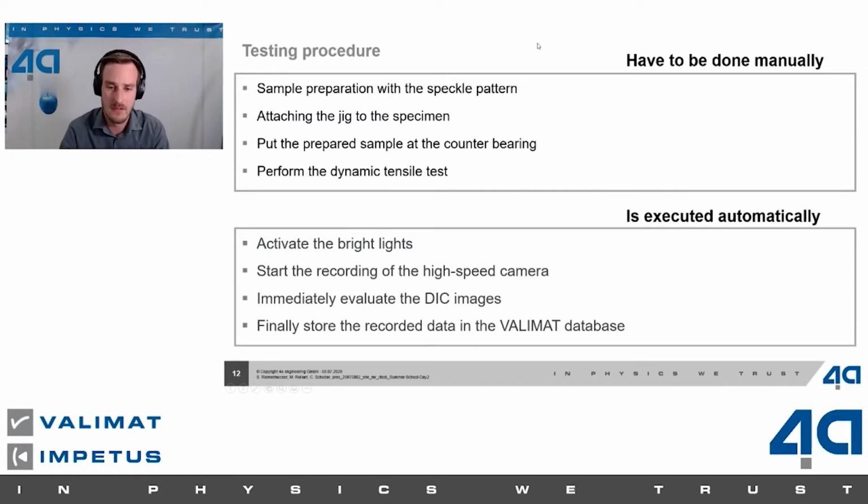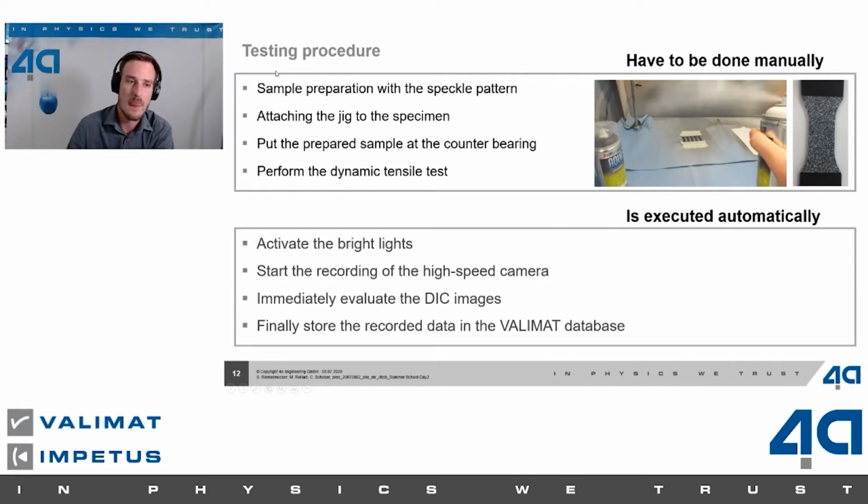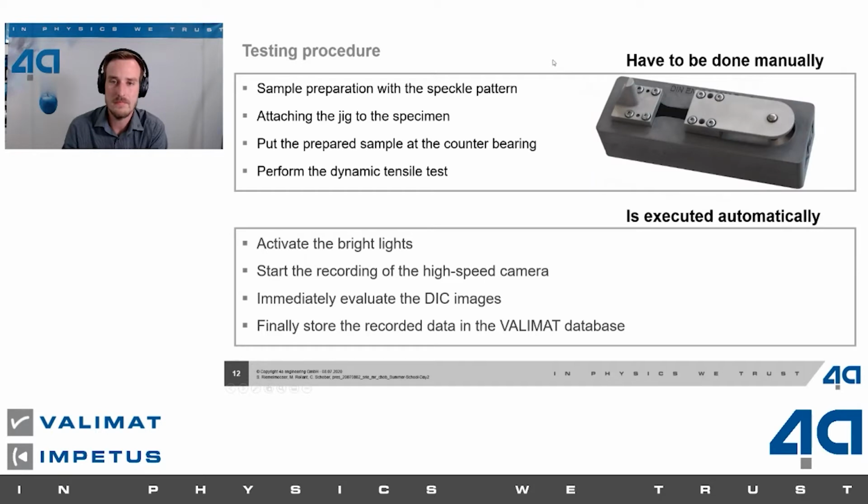Now on this slide, I will just show you quickly which steps we have to do in our dynamic tensile test. I have split it up into steps which have to be done manually and steps which are done automatically by the software. Of course, we have to do a good sample preparation with this backlit pattern. Therefore, we spray white and black color on our test pieces so that we get a really good speckle pattern. The second step is to fix the test piece in our chucks.